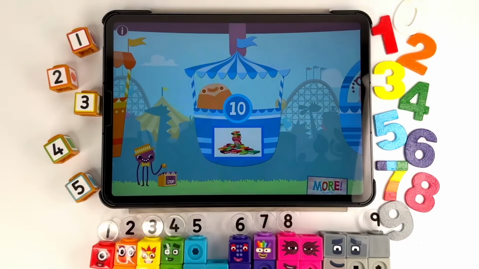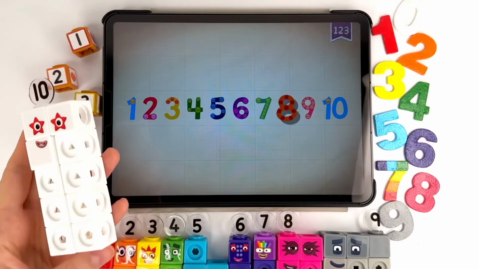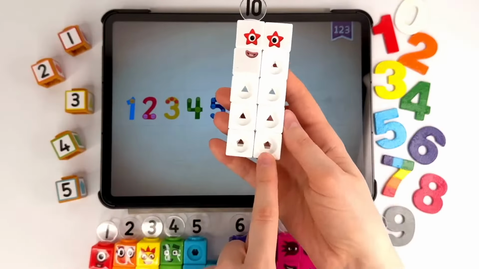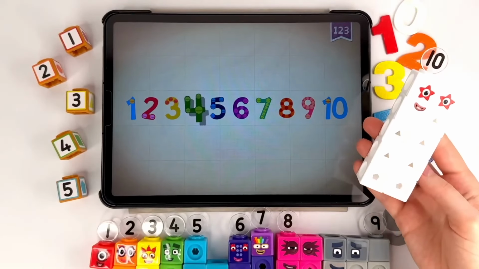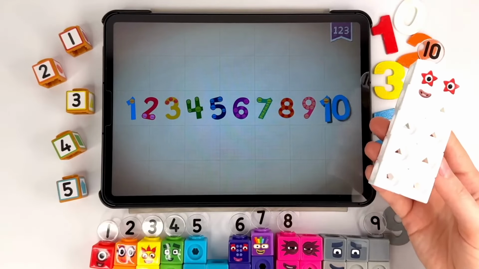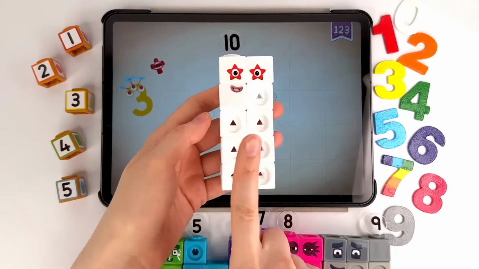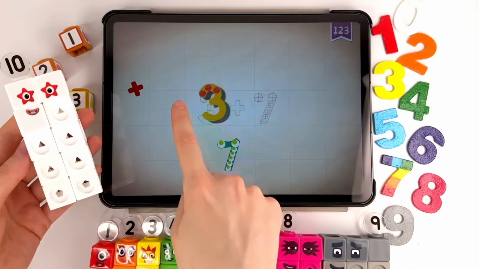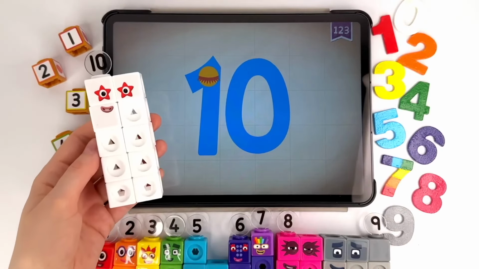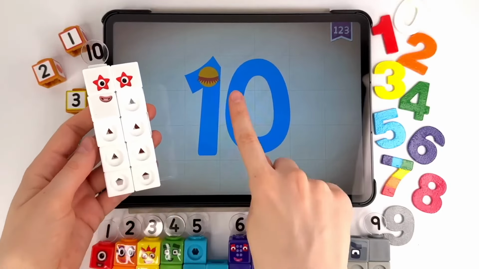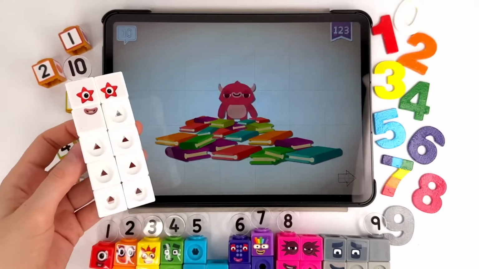10 to 20. 10. 1, 2, 3, 4, 5, 6, 7, 8, 9, 10. Number 10. Ten. 1, 2, 3, 4, 5, 6, 7, 8, 9, 10. Three plus 7 equals 10. 3 plus 7. 3 plus 7 equals 10. Touch the monster's eyes to wake it up. 10.